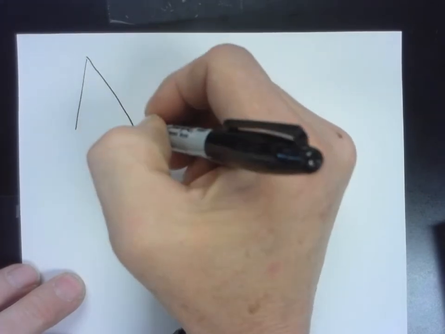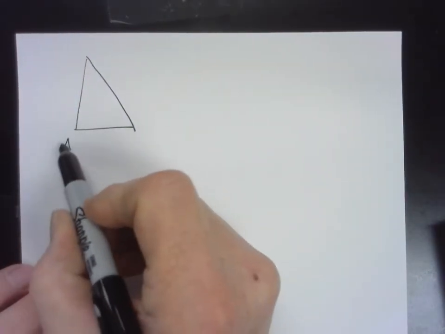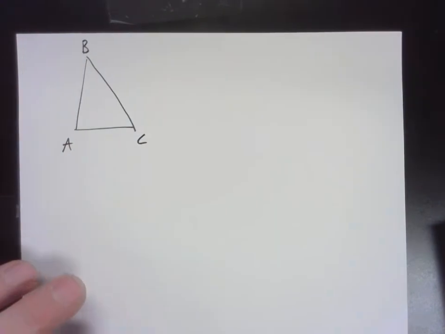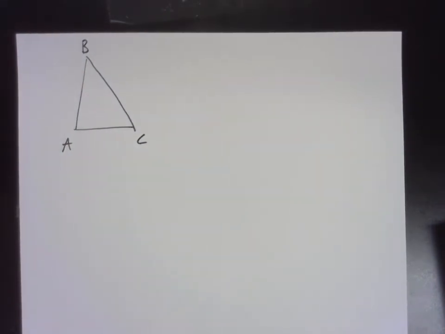Let's start with a triangle. We'll just call it ABC. Is triangle ABC congruent to itself? Yes. Okay. What about the symmetric property? If triangle ABC is congruent to triangle DEF, is triangle DEF congruent to triangle ABC? Yeah. Okay. And then the transitive property.